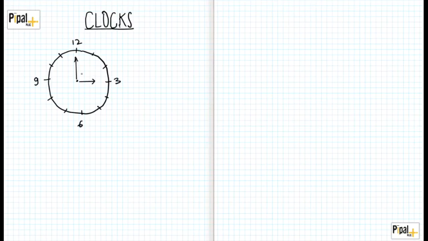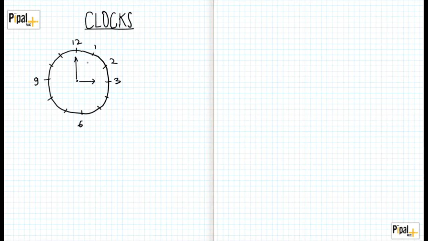So what we can see is that for a 1 hour duration, one of the hands must move. The hour hand in 1 hour moves from 12 to 1, right? And then in another hour, the hour hand will move from 1 to 2, and in the third hour, the hour hand will move from 2 to 3, right? So you notice that in 3 hours, the hour hand does 90 degrees.